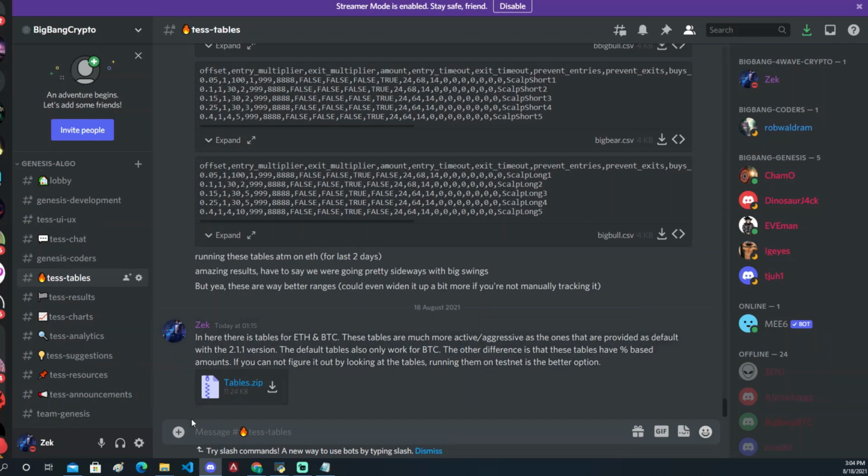These tables, by the way, have percentage-based amounts. So depending on your wallet balance, the amounts will be placed. This is amazing for compounding, for example. If your account balance grows, the amounts will grow with it organically. You can do that for yourself as well. You can change the percentage amounts. You can increase your exposure. That's something we'll go into in a different video.